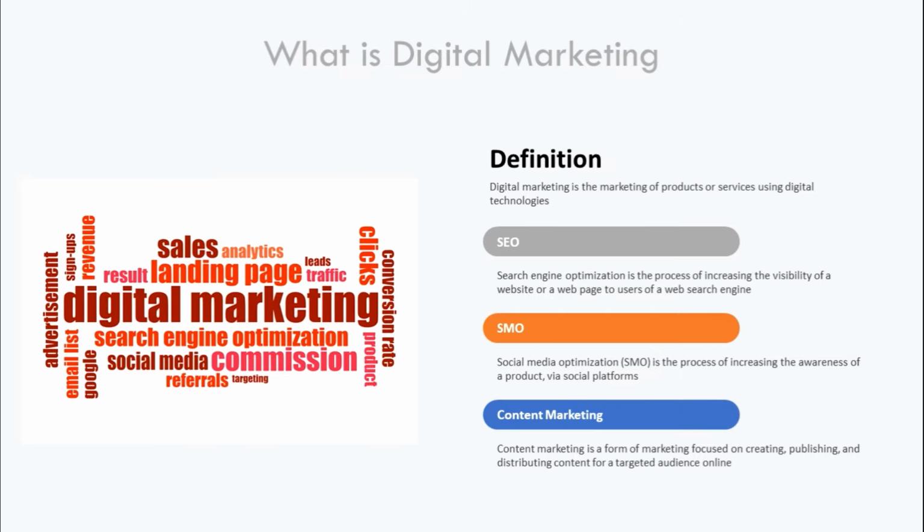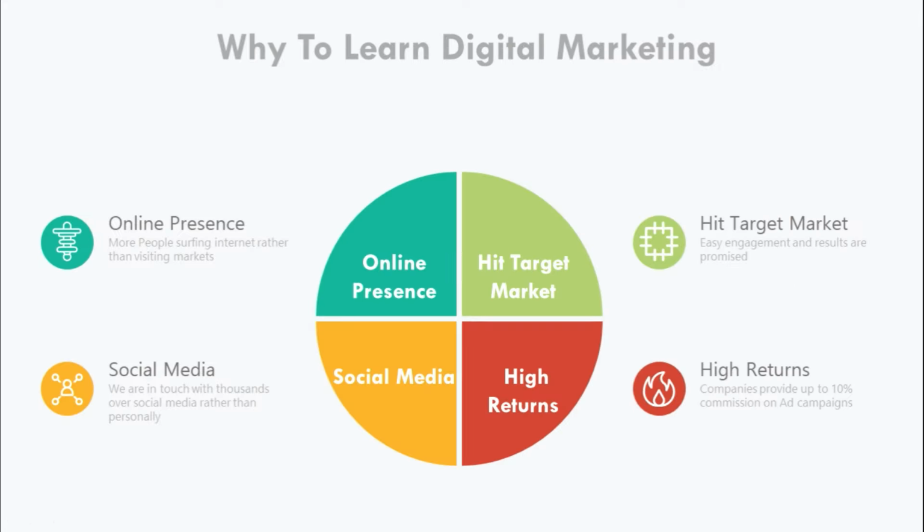Now, what is digital marketing? Digital marketing is a very vast field that covers search engine optimization, social media referrals, email lists, Google AdWords, and advertisement. But we are currently focusing on three aspects here. SEO, that is search engine optimization, to increase the visibility of a website. SMO, social media optimization, to increase brand awareness. And content marketing: how to create content, how to publish it, and how to distribute it.